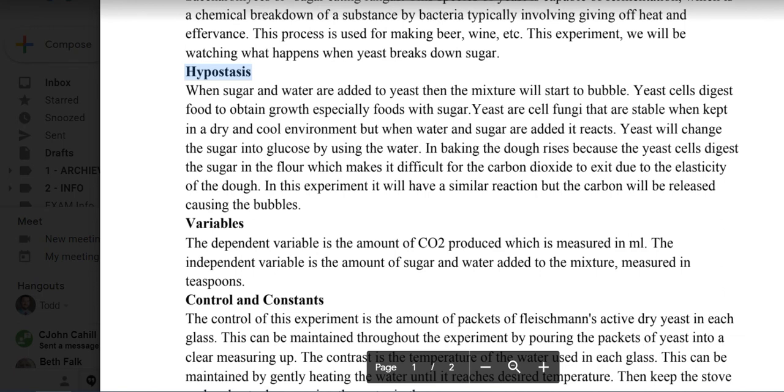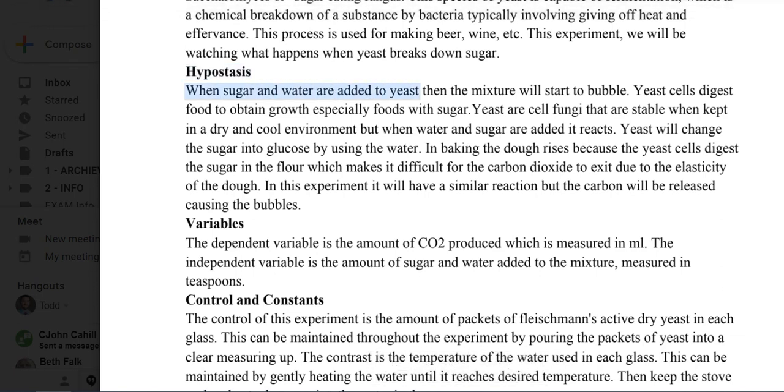So hypothesis and explanation. You said when sugar is added to yeast, it'll start to bubble. All right, so you said it'll start to bubble, but what if we change the sugar? Do you think when the amount of sugar increases, the amount of bubbling will increase, indicating a faster digestion by the yeast? So again, what will happen if we give more or less sugar? That's really what we want to see here for the hypothesis. Okay?